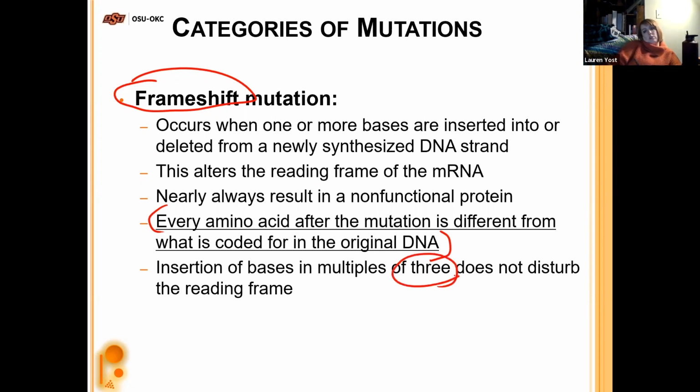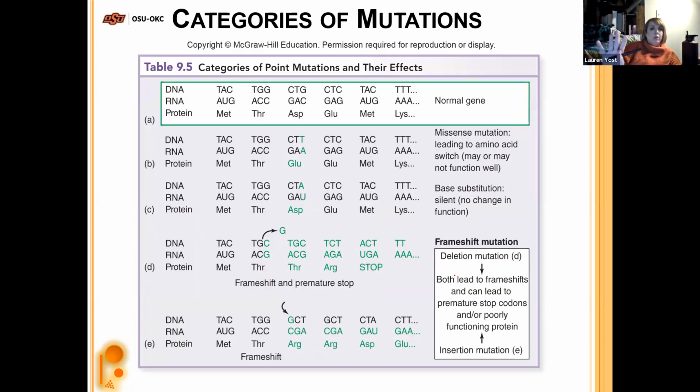it's not going to change the reading frame, right? It's still 3 nucleotides in a triplet for a codon, for an amino acid. So it's not going to shift the reading frame. It might add an amino acid in the middle, but you could still have a functional protein. So it's really a 1 or 2 insertion or deletion, not in multiples of 3, that's going to cause that issue.